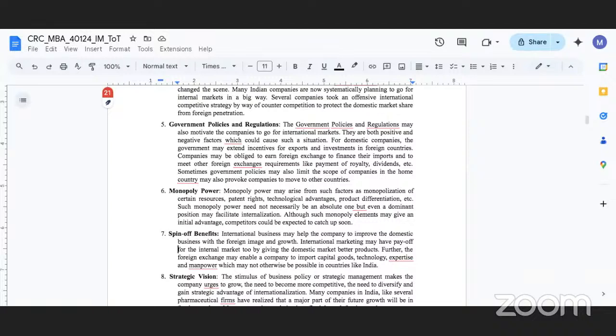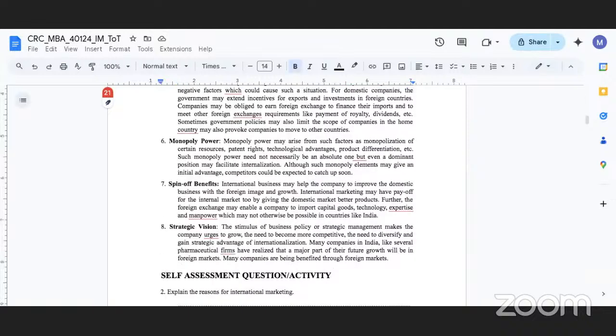Then monopoly power. Here, when we are talking of monopolization of certain resources or patent rights or technological advantages or product differentiation, which may be a key element in your own market. However, when you open up your doors to outside countries, this monopoly may not apply because that country may be welcoming multiple players.